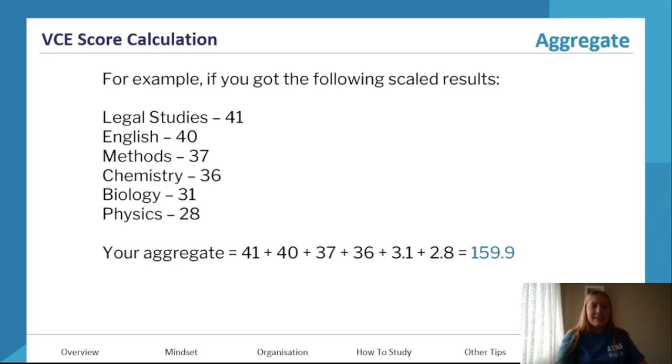That being said, English is going to be in your top four. You have to do well on whatever English subject you are doing, depending on the ATAR that you're aiming for, of course. So you can't avoid that. That's going to have a pretty big impact on your ATAR overall. So for this particular example, the aggregate ended up being 159.9.